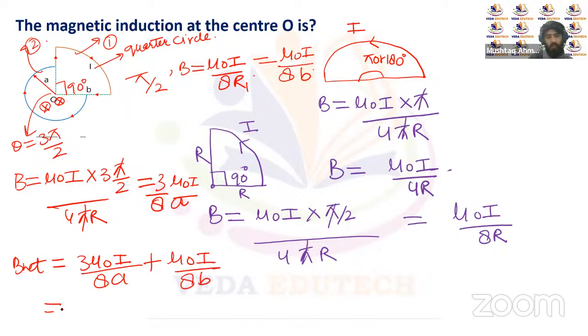The net magnetic field here will be mu naught I upon 8, taking 8 common, so it will be 3 mu naught plus mu naught. So it will be mu naught I by 8 times (3 by A plus 1 by B). So this will be the net magnetic field at this point, at the center of the circle.